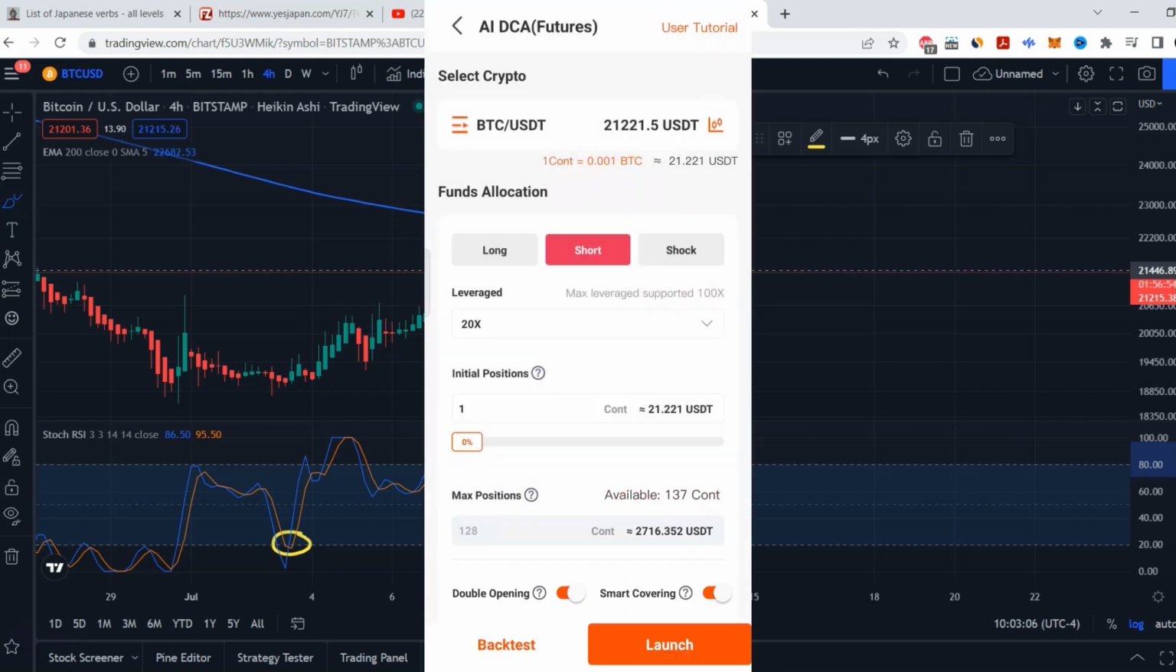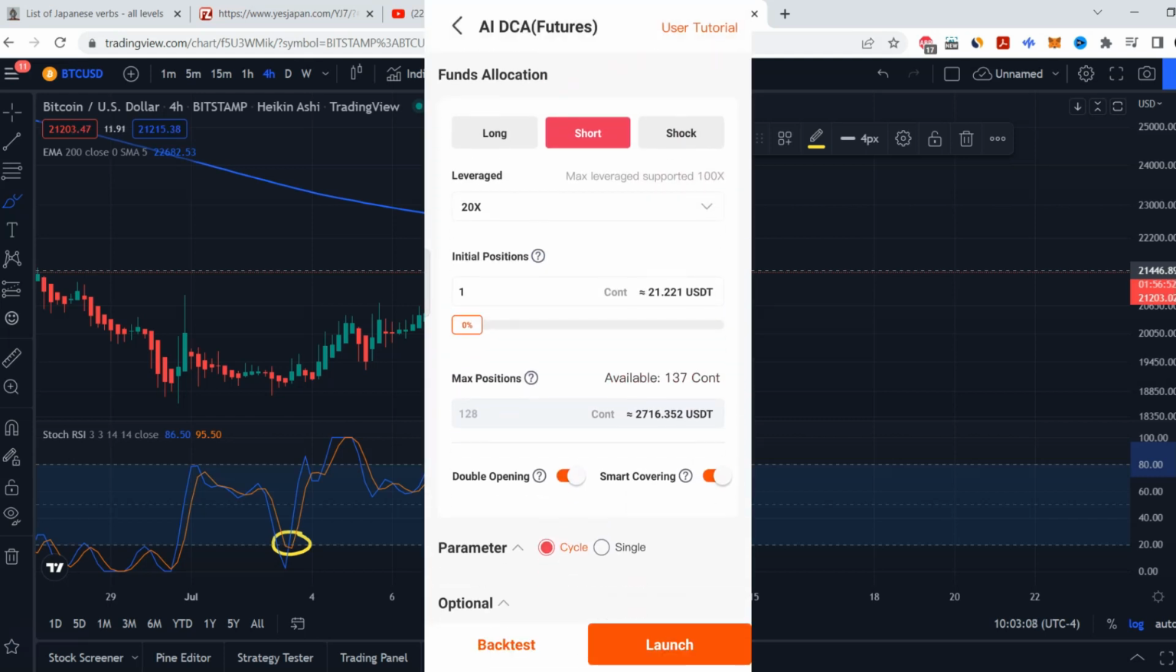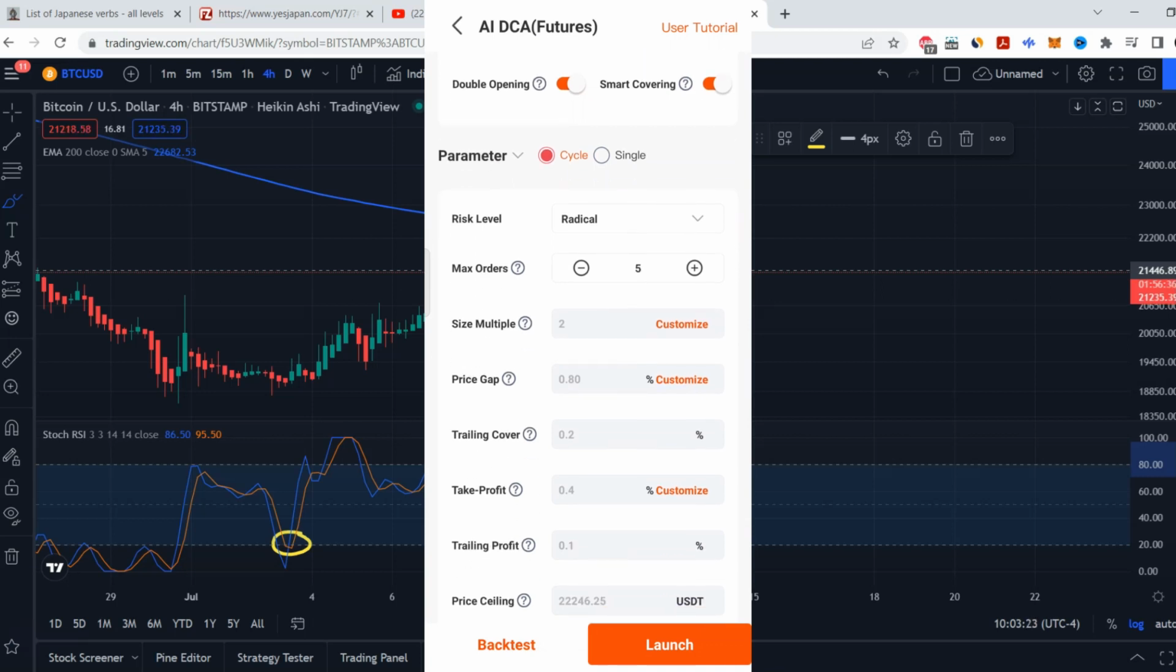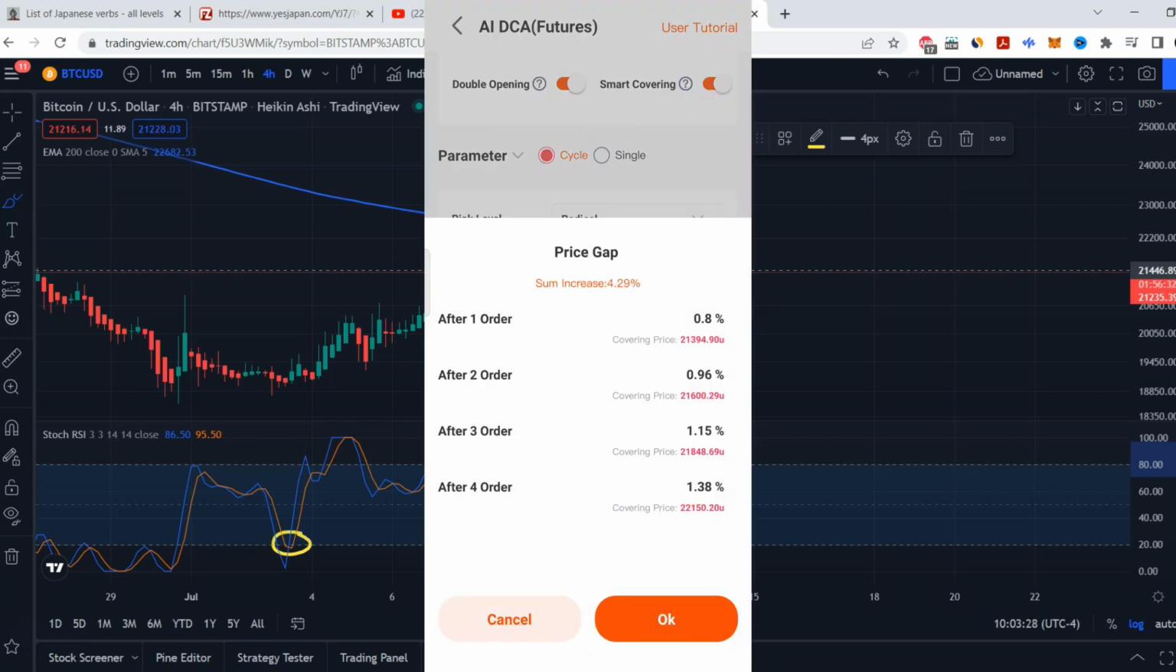After that, I will leave all the settings and go to parameters. For the risk level, I will go to radical, and for max order, I will change it to 5. So radical means that the price gap is close to each other, guys.